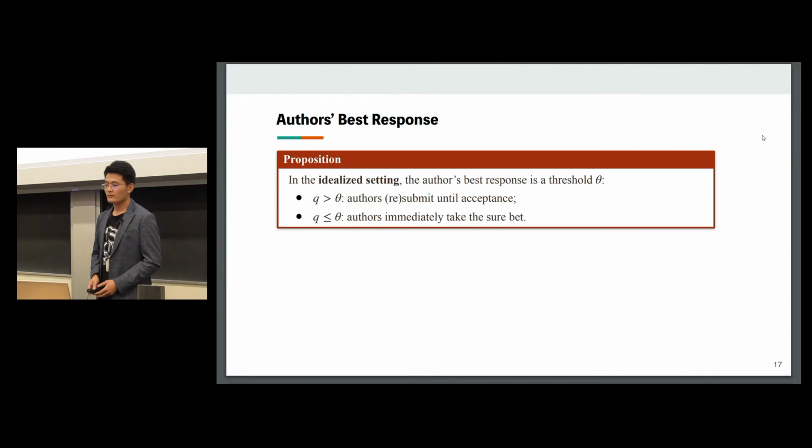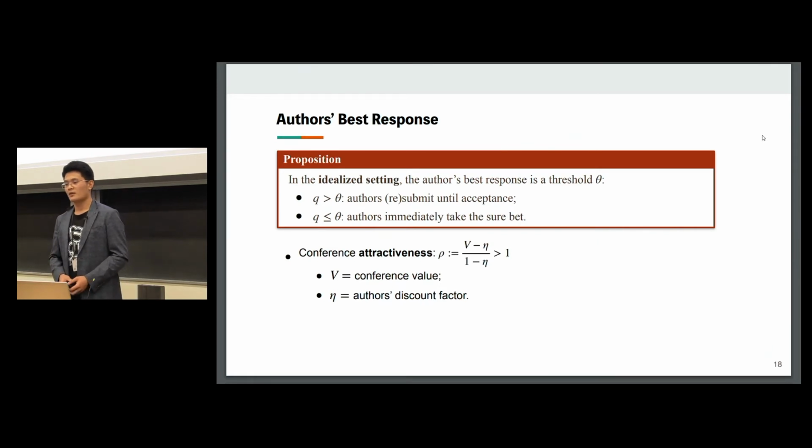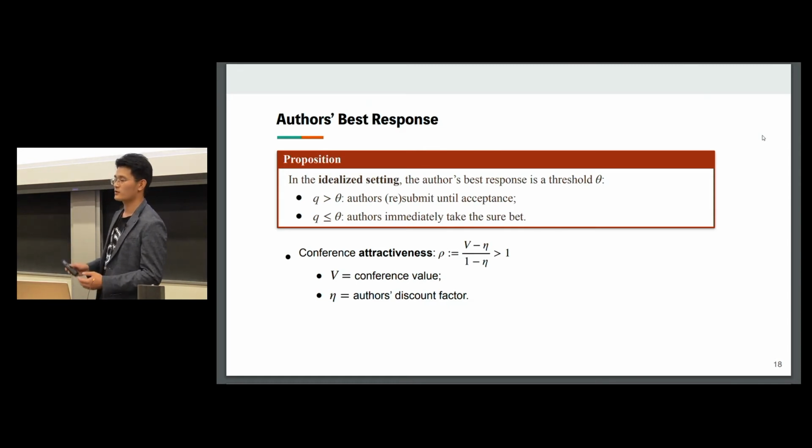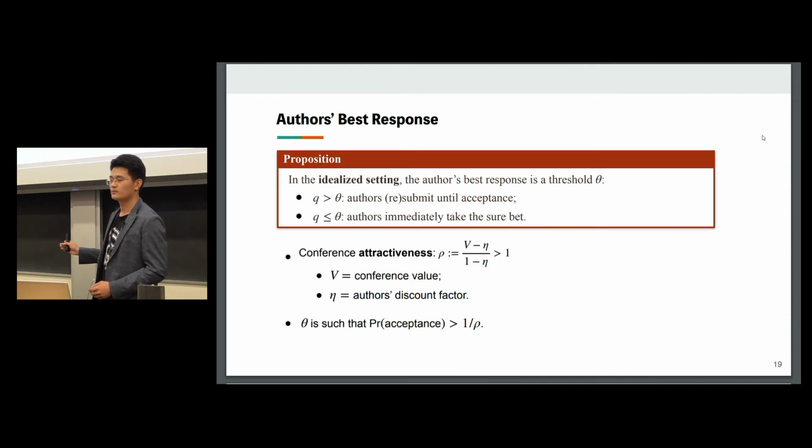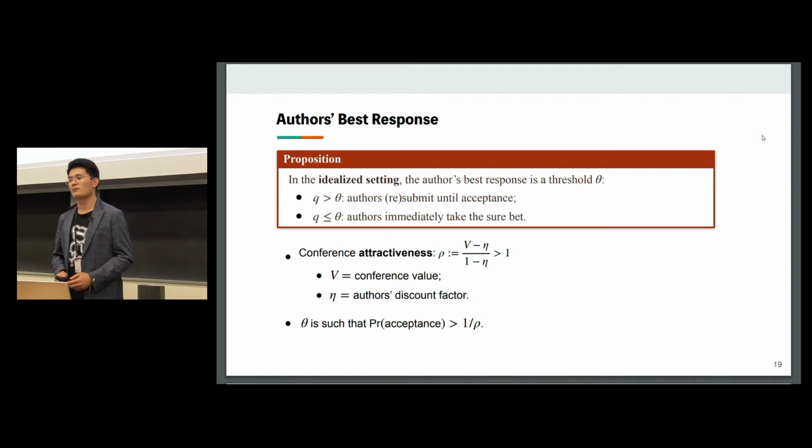Right, so there's some intuition about this proposition. We figured out that all that matters about the conference part is this attractiveness. We define this as rho, which is a ratio determined by the conference value V and the author discount eta. This rho is always higher than 1, and the higher V is or the higher eta is, the ratio will increase. The intuition is that the author will submit if and only if he thinks the probability of acceptance is larger than 1 over rho. Furthermore, the probability of acceptance is monotone increasing in the paper's quality Q, which results in the threshold best response.